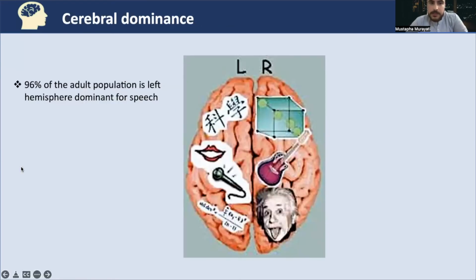Now, the last thing I want to talk about is cerebral dominance. About 96% of the population have the left hemisphere dominant for speech. Even some of the right-handed and left-handed people have left hemisphere dominance. The right hemisphere actually has spatial orientation. Music and art are represented more in it, while the left hemisphere is more pronounced with language, mathematics, and thinking things.